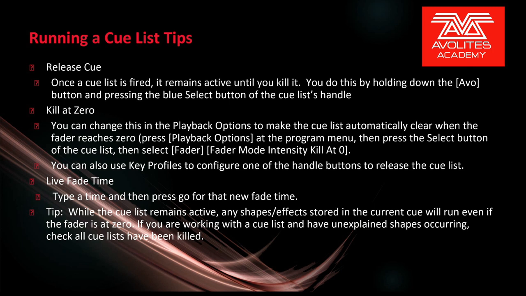Kill at zero, you can change this in the playback options to make your cue list automatically clear when the fader reaches zero. So the playback options program menu, and then the select button of the cue, and then under the fader tab, fader mode intensity kill at zero, and we'll play with that here in a second. You can also use key profiles to set one of the handle buttons to be release. You can also put a macro in that will release it. It's called the release me macro. It will release that particular cue list, and we'll see that when we do the macros days.